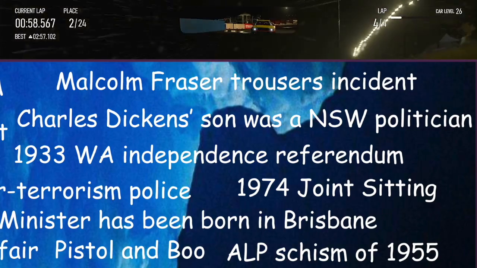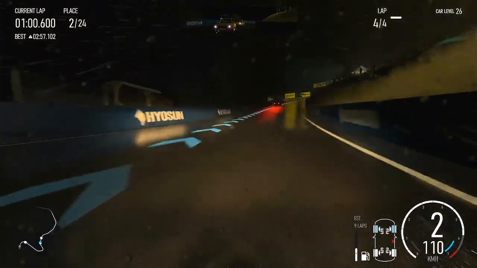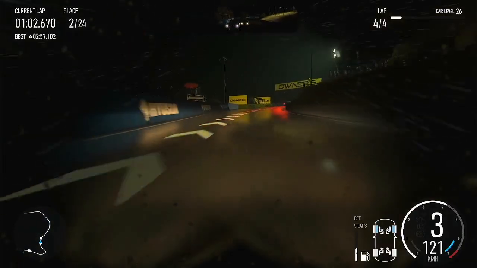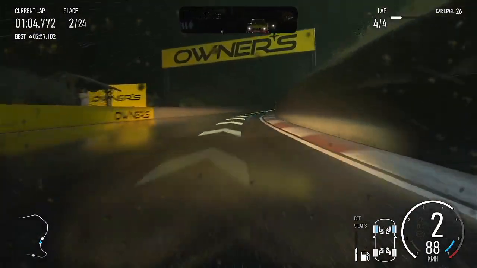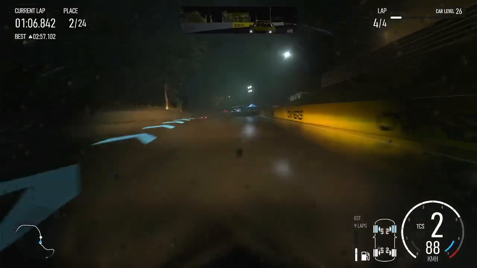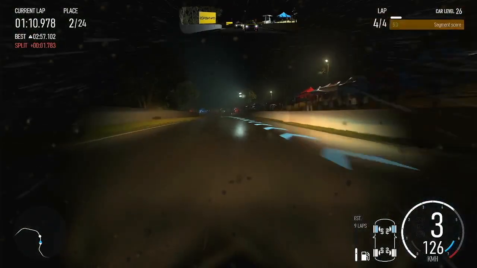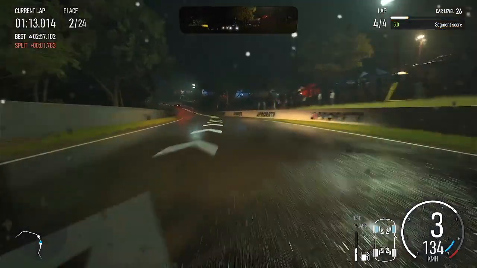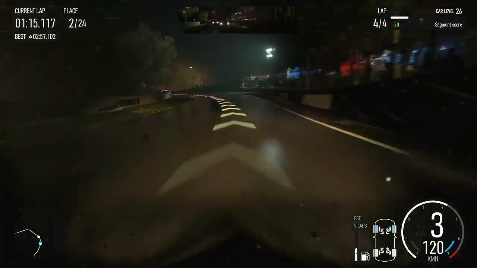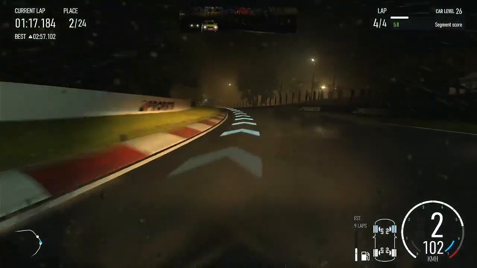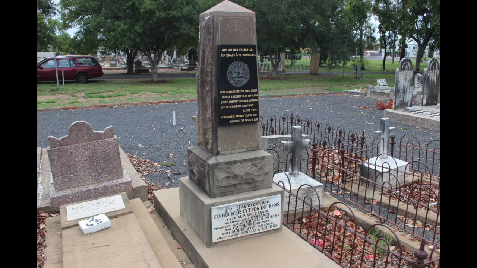Charles Dickens' son was a New South Wales politician. Charles Dickens, author of some of the most influential works in the English language, had a son who was a politician in New South Wales. Edward Dickens served as a member for the electorate of Wilcannia, a remote town in western New South Wales, in the New South Wales Legislative Assembly for 5 years with the Protectionist Party, and was nominated but later withdrew as a candidate for the remote seat of Wentworth in 1882. He died in 1902 and is buried in Moree, New South Wales.